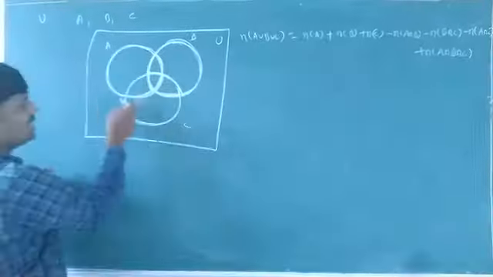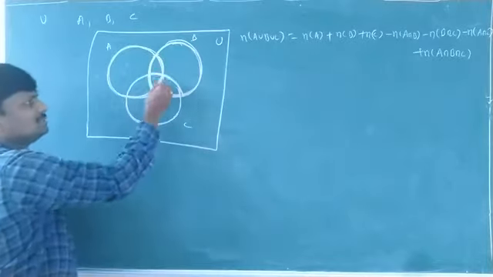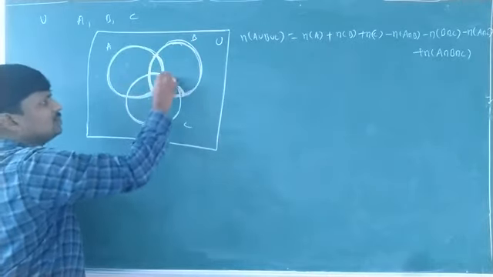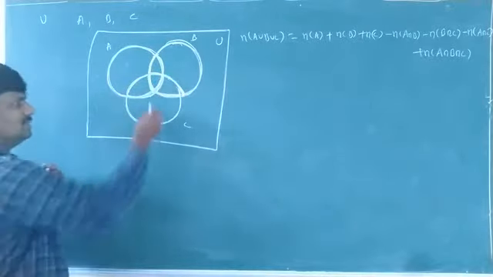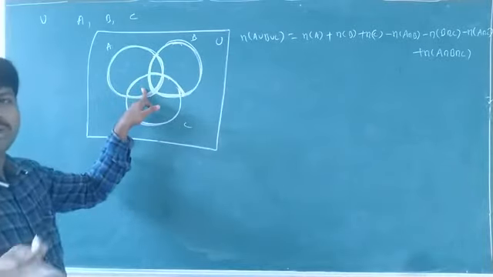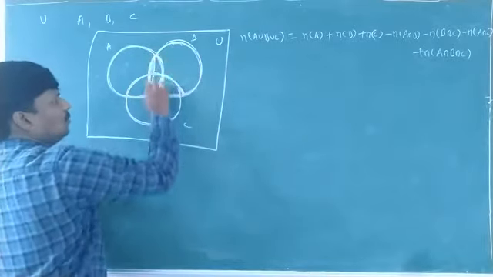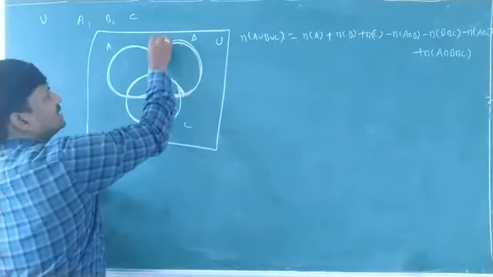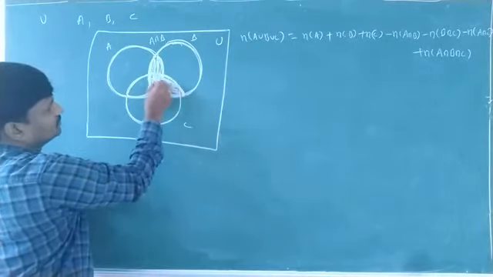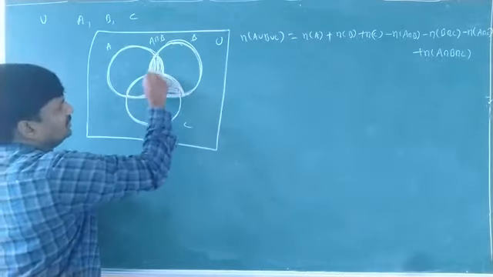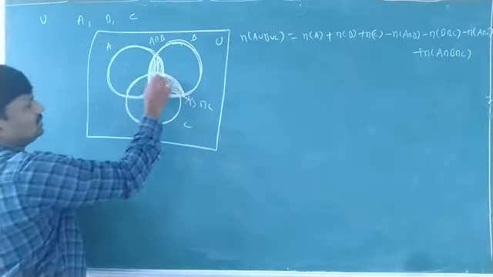Next, when we add number of A plus number of B plus number of C, this part you will get two times, and this part also two times. This part is in A and this part is in C, so this part came two times, but there is no need to take it two times; it should be taken only once. What about this part? It is A intersection B. What about this shorter part? This part is B intersection C. What about this shorter part?